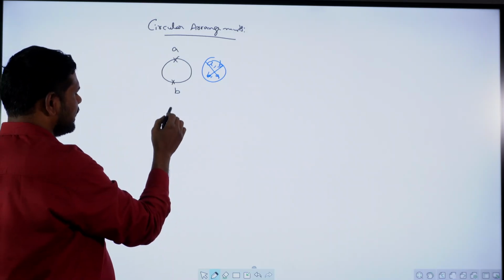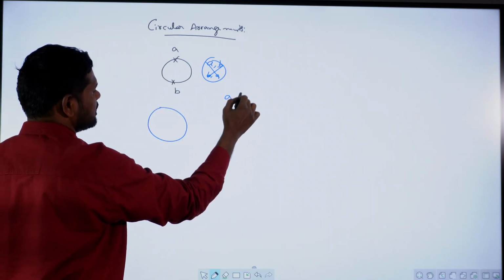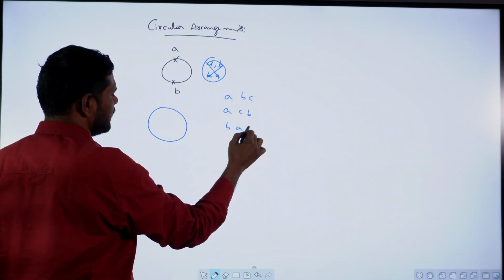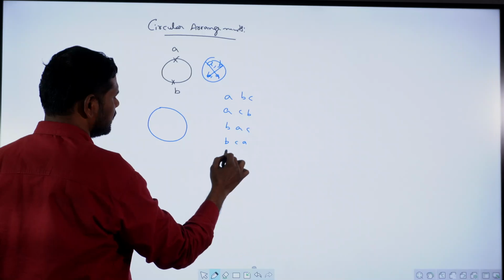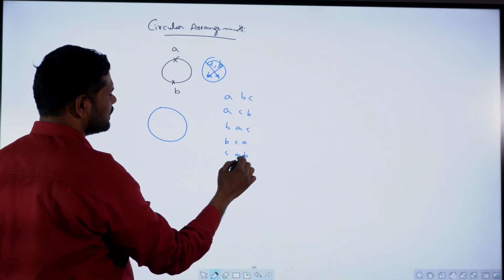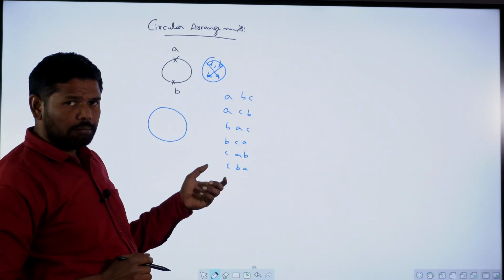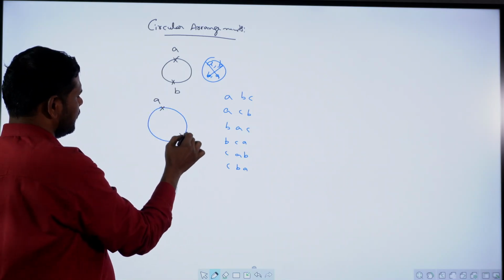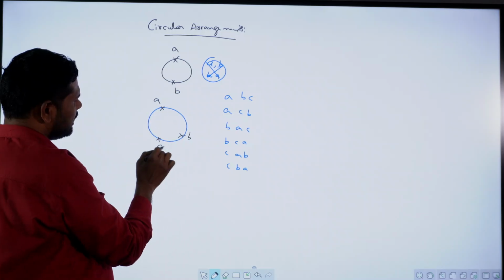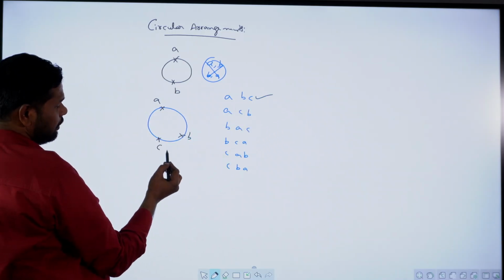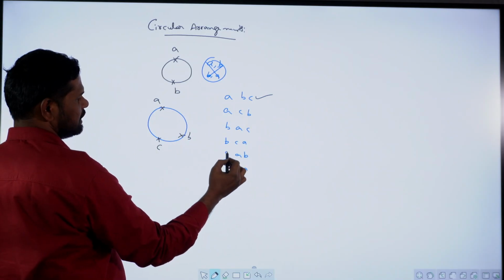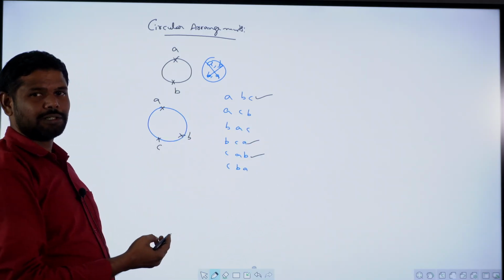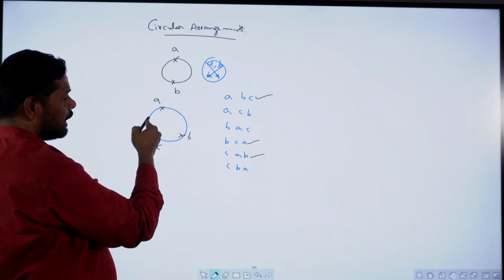Now A, B, C are there. In how many ways? ABC, ACB, BAC, BCA, CAB, CBA. These are the 6 arrangements we observe in row-based arrangements. In a circle, if I write A, B, C, ABC is covered. If I start from B, BCA is also covered. Next CAB is also covered. 3 are covered at a time.